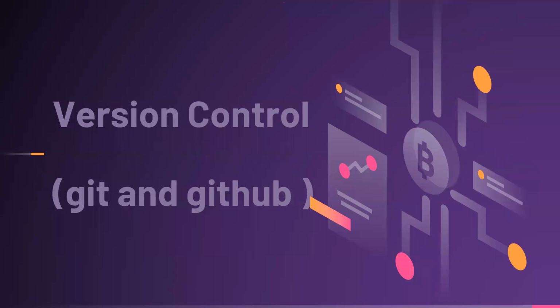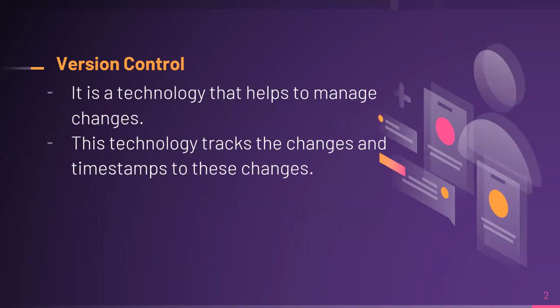So in this lesson, we're going to be looking at version control, and in version control, we'll look at two main concepts like Git and GitHub. So when we talk about version control, we're talking about a technology that helps us to manage changes. And this technology would also be helping us to track the changes and put some timestamps to these changes.